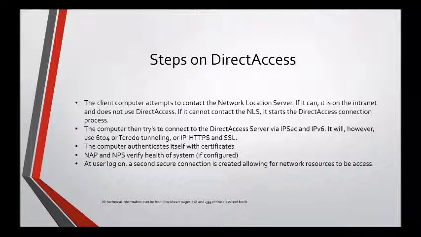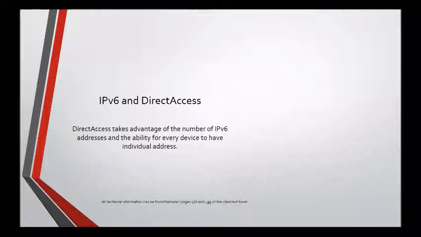From this point, if NAP and MPS are configured and enabled, they will verify the health of the client's workstation. At user logon, a second secure connection is created that allows the user to access network resources. Direct access works ideally with IPv6 because of IPv6's ability to give IP addresses to literally every device on the earth.